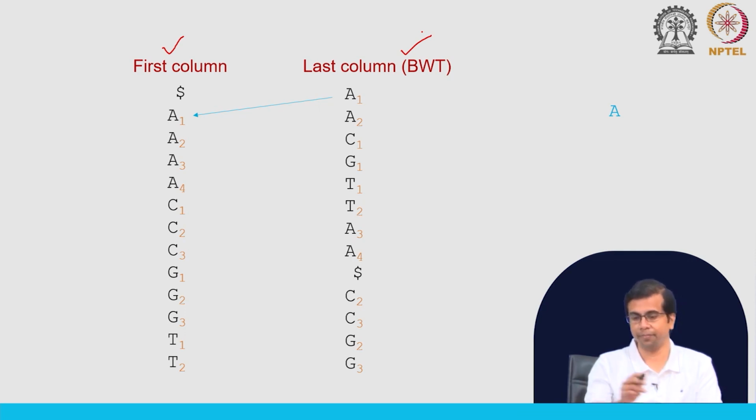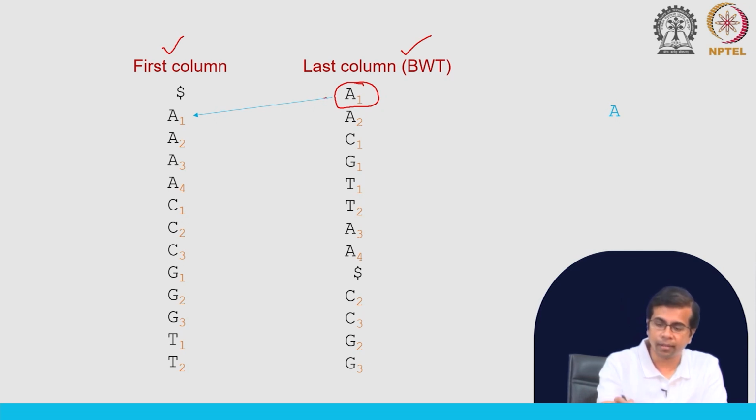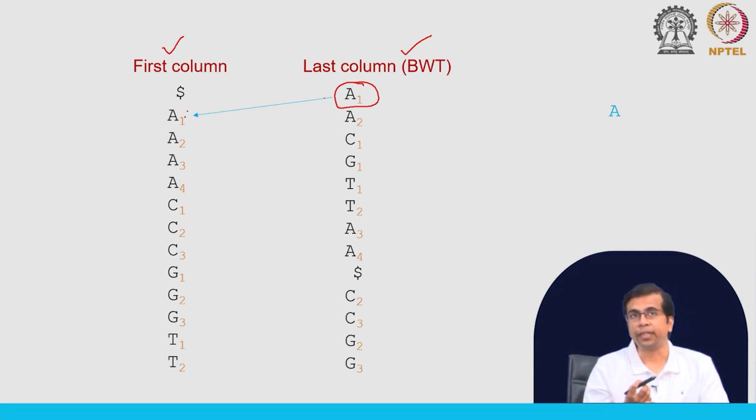We have generated this, and what we will do is this last first mapping, or something called traversing. So, we will start with the first letter in the last column, and we will map this to the corresponding A. So, this A1 corresponds to this one here, because of the LF mapping property. Now, what is the letter that is before this A? Remember, the string rotation we are doing is in such a way.